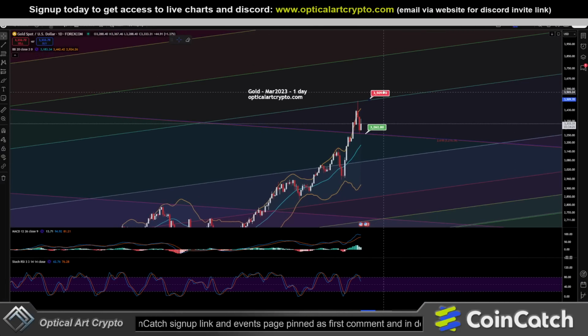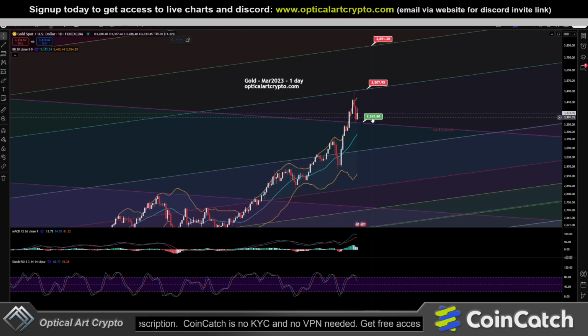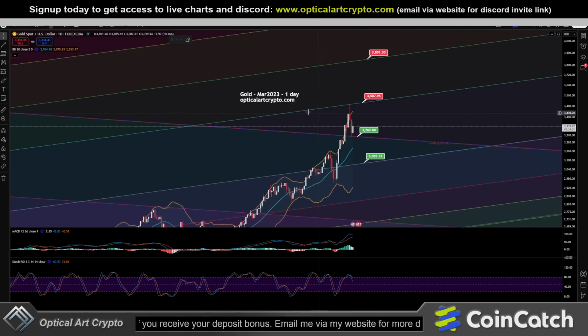Now, if we get above, just like you can see we hit this line. Now, a line can be resistance, it could be support. But we know our next level above would be 3,851. But do take note, we're a little overextended on the MACD and the RSI, so we could see some downsides. So if you see 3,262 break for gold, then more than likely we're coming down to test around 3,085. So just keep that in mind for gold.